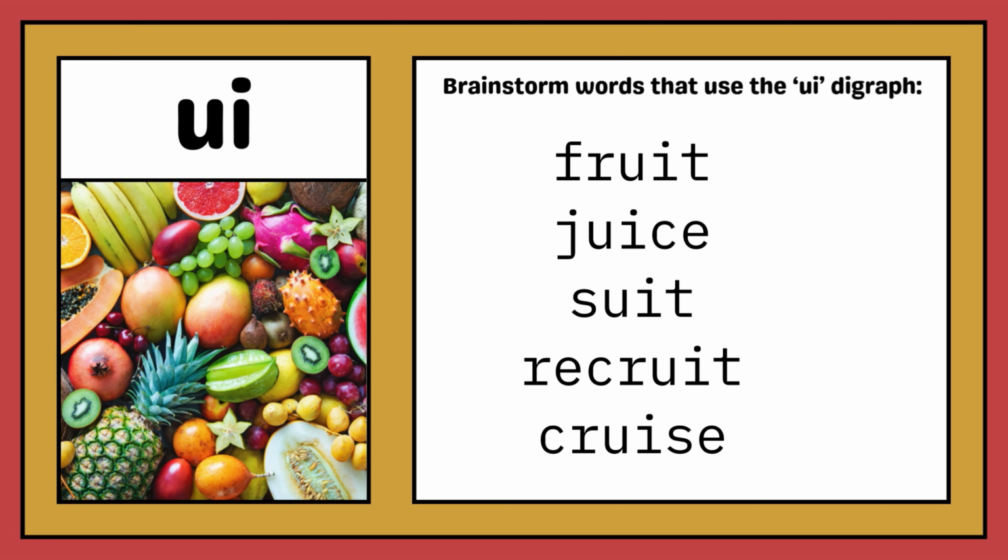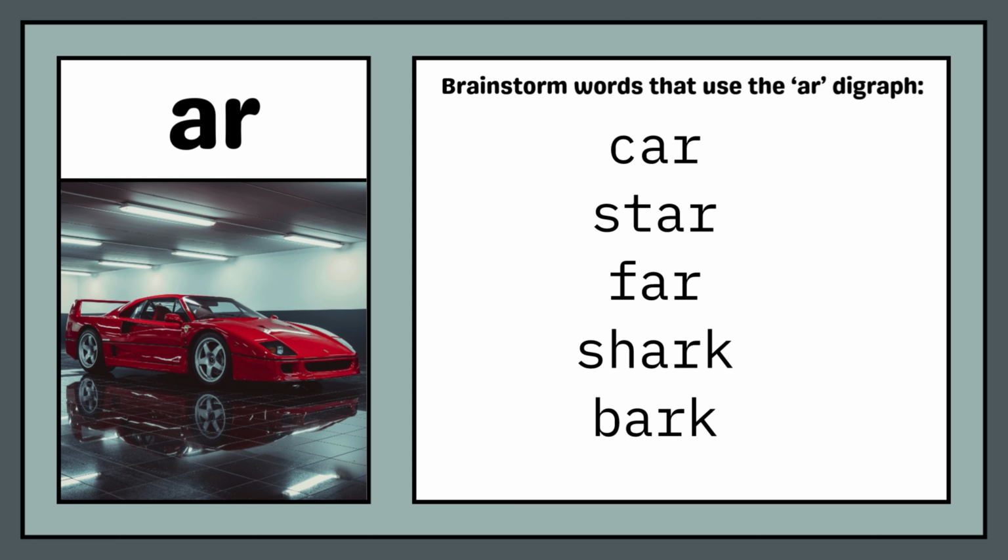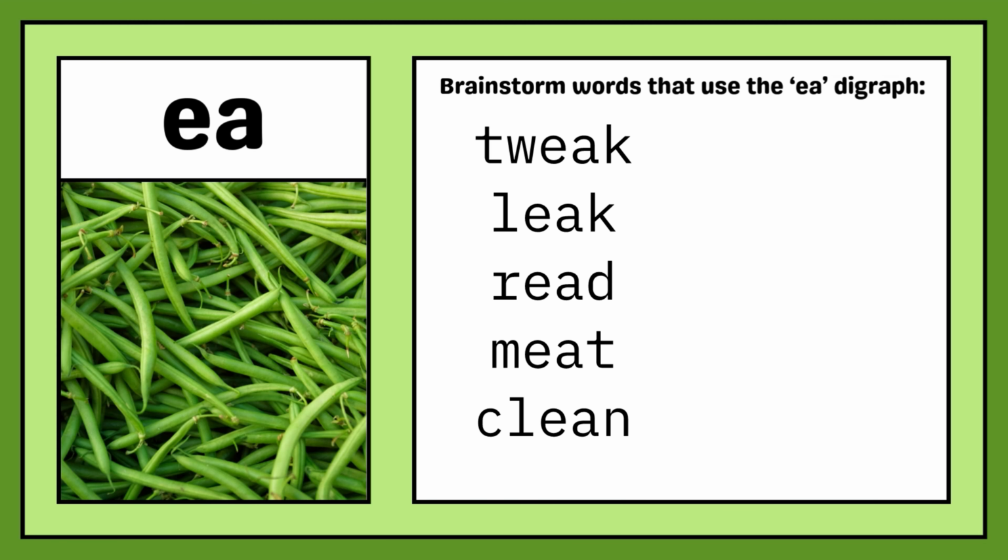UI says oo as in fruit, juice, suit, recruit, cruise. EE makes e sound as in teeth, seek, free, seed, tree. AR says ar as in car, star, far, shark.